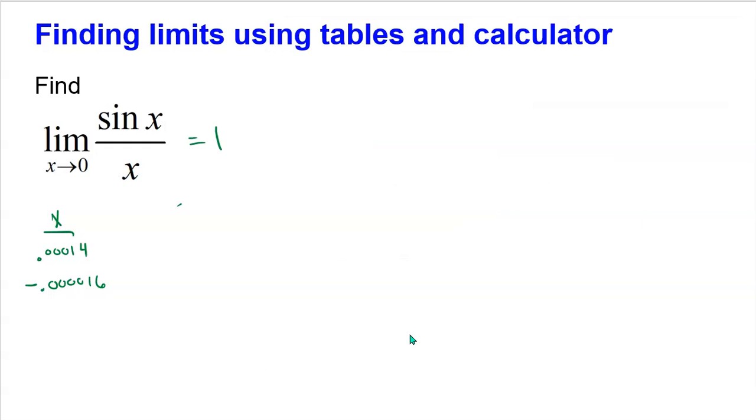And again, you might not get there. Like, again, the example we started off with, we were 3.99999 and 4.00001. And that's why we said, well, hey, that's pretty close to 4. So that's what the limit is. It's getting closer and closer to 4.